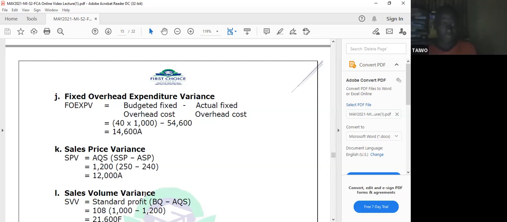Sales volume variance is equal to standard profit times budgeted quantity minus actual quantity sold. The standard profit is how much profit they set to make at the beginning of the period. Standard profit times the budgeted quantity, to produce and sell, minus the actual quantity sold. So if you look at it, how much is the standard profit? Let's check the standard profit.